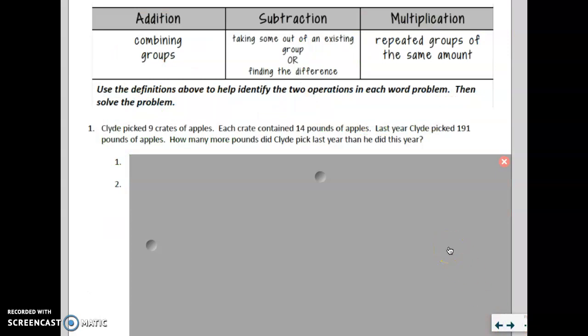Let's start with number 1, and you should be following along with me, writing down the problems. Okay, number 1, Clyde picked 9 crates of apples. I'm going to circle 9, and I'm going to underline crates. Each crate, I'm going to underline that, contained 14 pounds of apples. So 14 pounds. Last year, Clyde picked 191 pounds of apples. So I'm going to circle that because that's important. How many more pounds did Clyde pick last year than he did this year? So that's my question that I'm trying to answer.